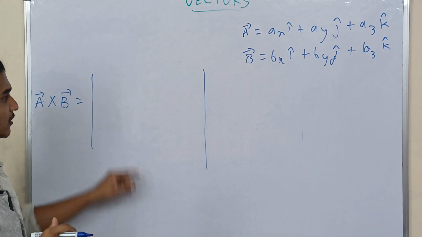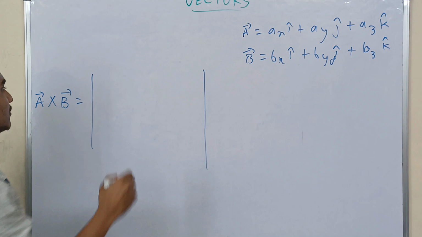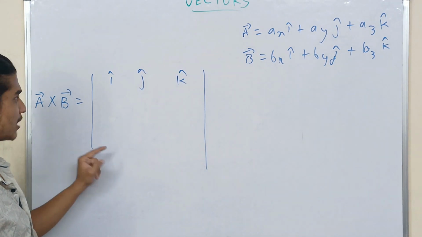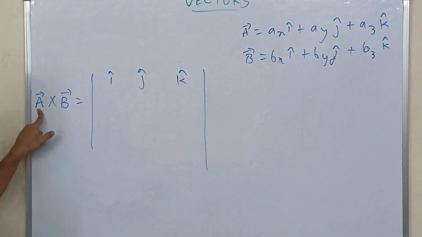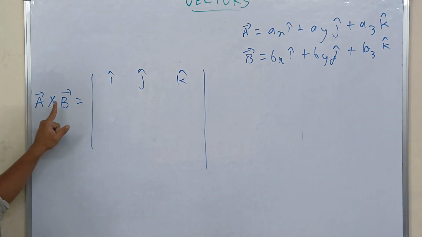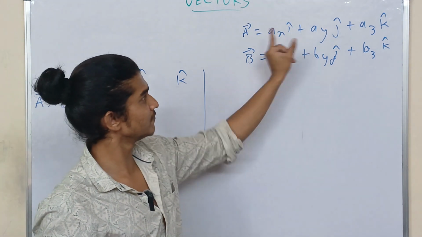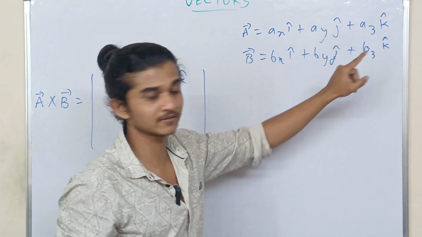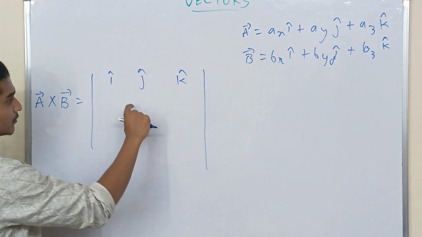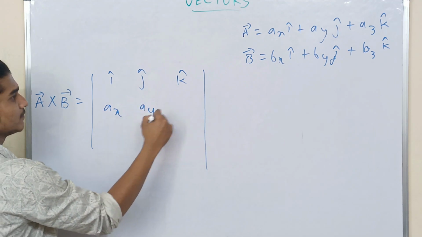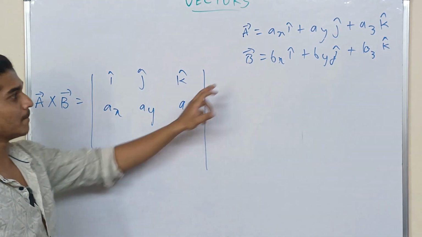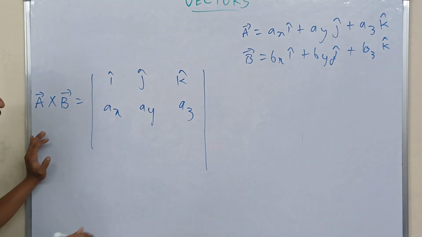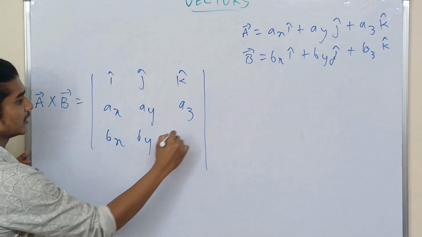So first you have to write i cap, j cap and k cap. That's the first row which you have to write. Then the first vector, which is a, since you have to go with the order a cross b. So first you take the a vector, which is ax, ay and az, corresponding with i, j and k respectively, and you list it over here. Then you go for the b vector, which is bx, by and bz, because this is the second vector. So you have bx, by and bz.